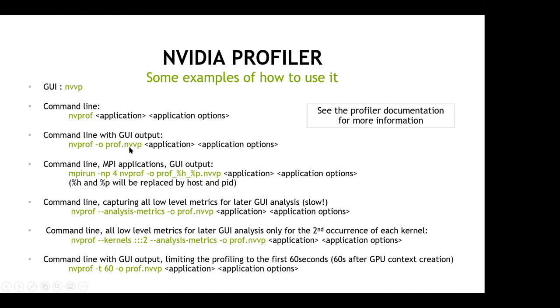So if you have an MPI application, here we are running with 4 tasks, and we simply prefix the application launch with NVProf and store the information. Here we are storing the information per task using this %h and %p to give the name of the host and the PID. Or you could use the rank number, for instance, if you have access to the rank number because you are running MPI.